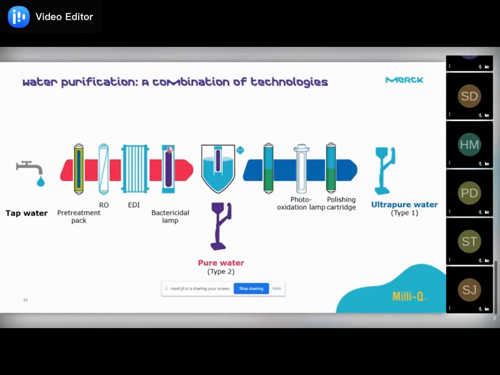Electrodeionization module, 254 nanometer UV. Finally, up to here, you will get a certain level of purity, but it is not exactly pH 7. You need a further level of polishing.